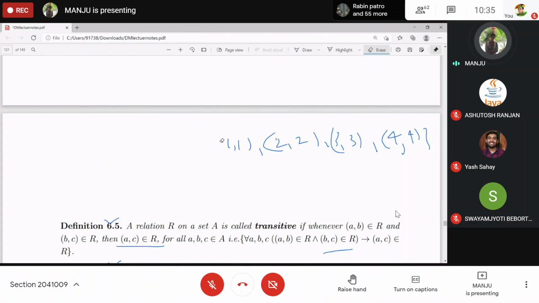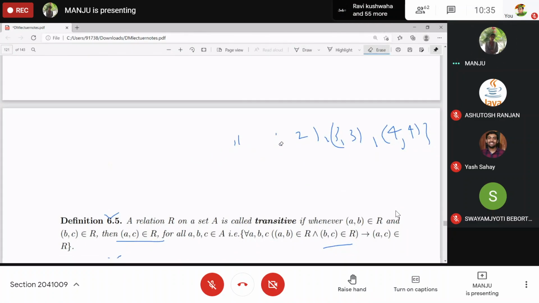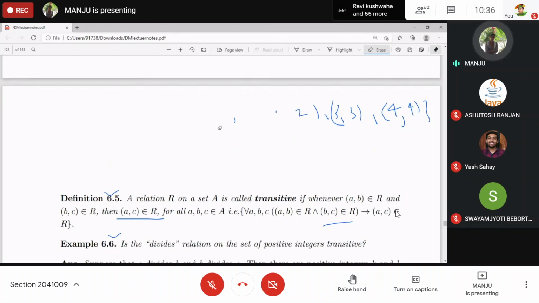The divides relation on the set of positive integers is transitive. Ma'am, we will take three arbitrary elements A, B, and C that belong to the set.